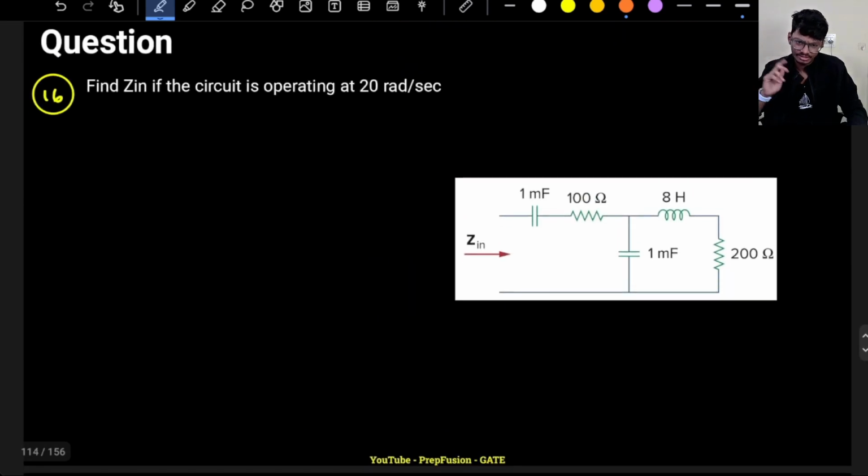This one I don't think is much difficult, because I have talked about series connection, how impedances are equivalent in series connection, and how impedances are equivalent in parallel connection.